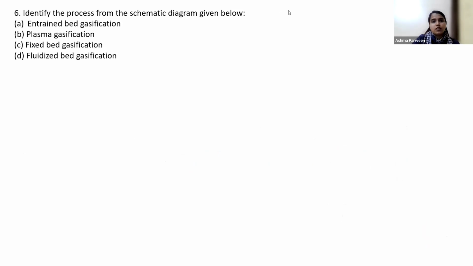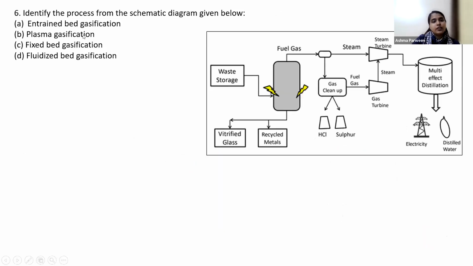Next question is again we have to identify the diagram. Here it is. Identify the process from the schematic diagram given below. Entrained bed gasifier, plasma gasifier, fixed bed gasifier, or fluidized bed gasifier. So you have 1 minute. Just try to answer in the chat box. I need participation from everyone.